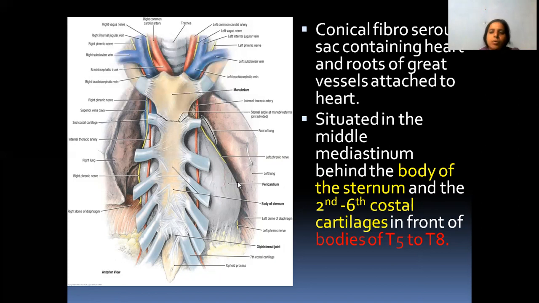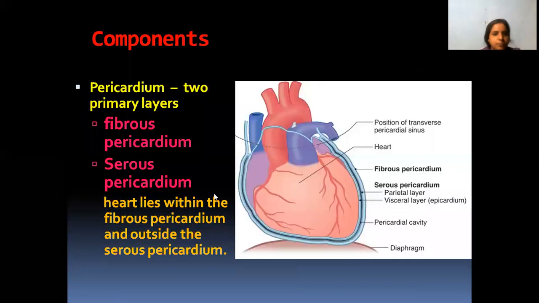Okay. So the level is that it is present behind the body of the sternum and from the second to sixth costal cartilages. And when you remove everything behind, we will find the thoracic vertebrae, T5 to T8.